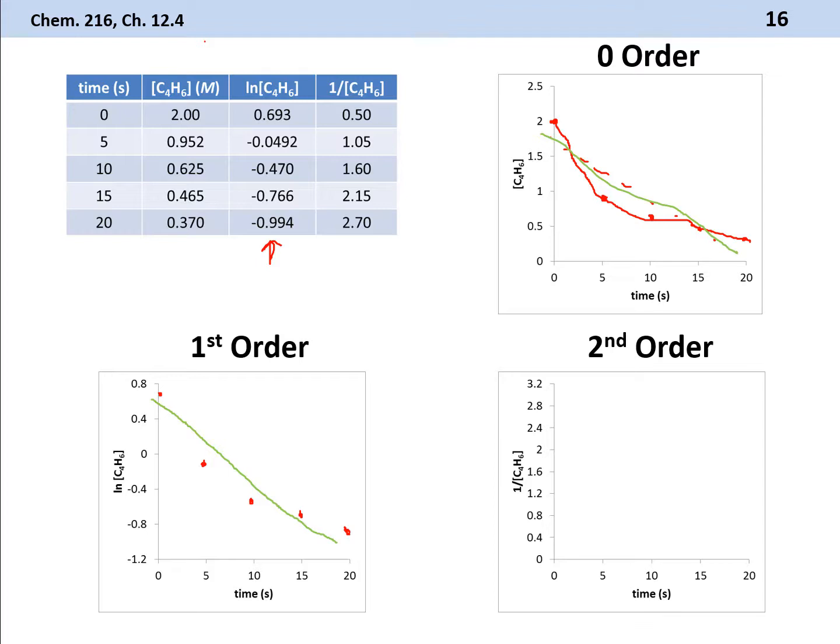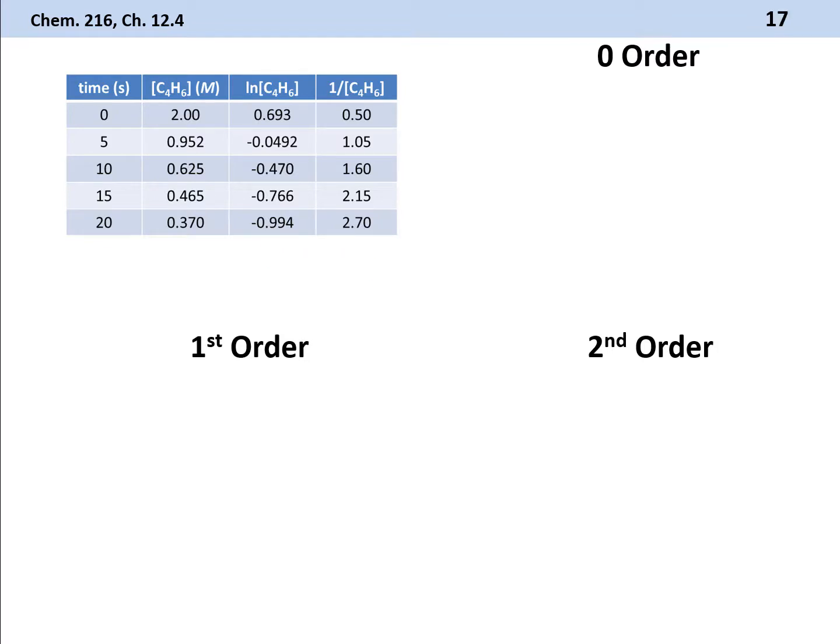Okay, let's do this for second order. Take my 1 over A data. At time 0, I have 0.5, around there. At 5 seconds, I have 1.05, right around there. At 10 seconds, I have 1.6, there. At 15 seconds, I have 2.15, right around there. And then at 20 seconds, I have 2.70. Oh, this kind of looks like a straight line. Let's go ahead and put it in Excel and make sure it is, but it looks fairly straight.